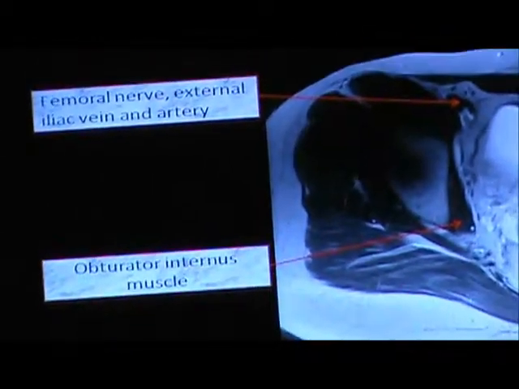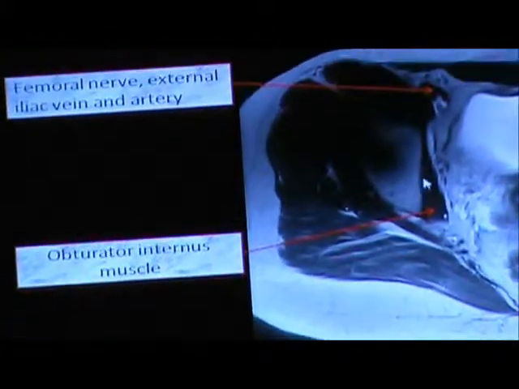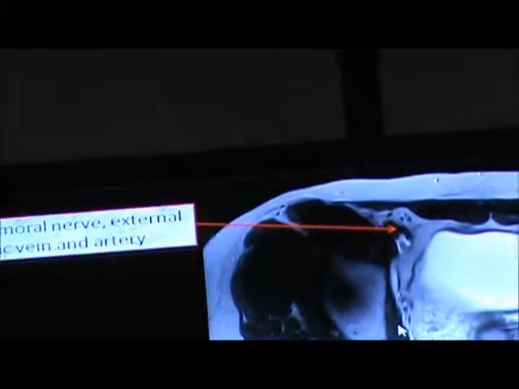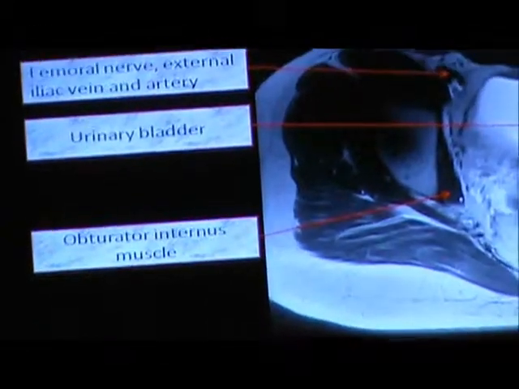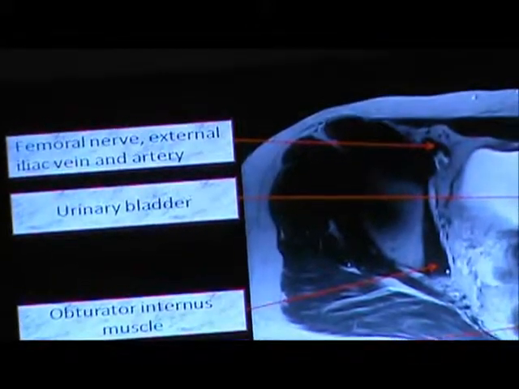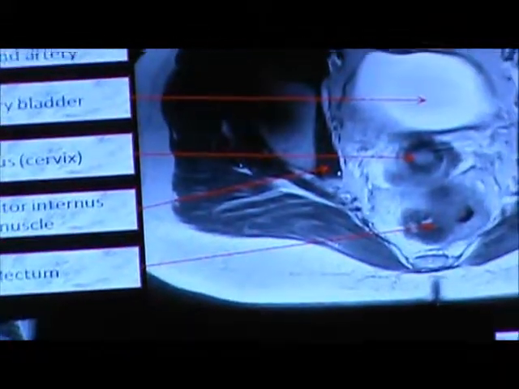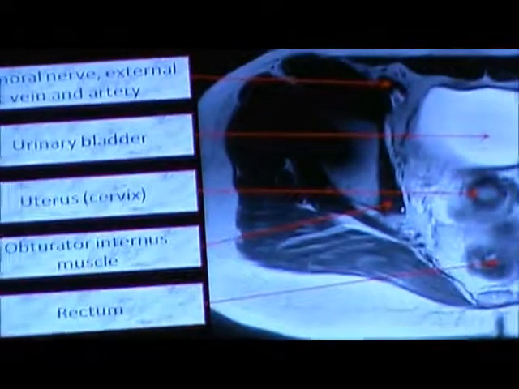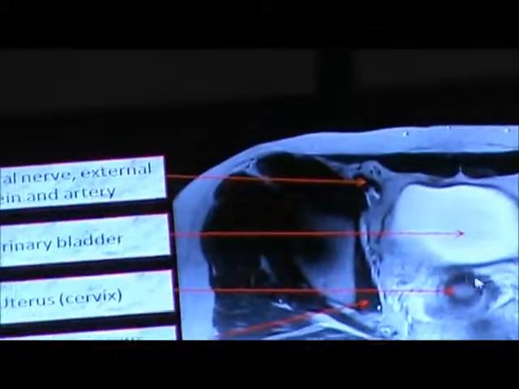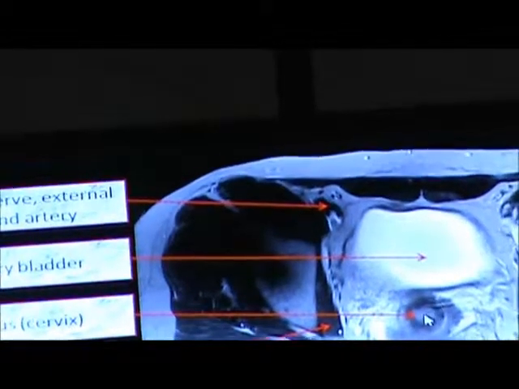We have also an obturator internus muscle, which covers the lateral wall of the lesser pelvis, and we have the urinary bladder here. Between the rectum and the urinary bladder in female we have also a uterus. This is the centrally located cervix with its canal here. So the cervix, cervical canal.